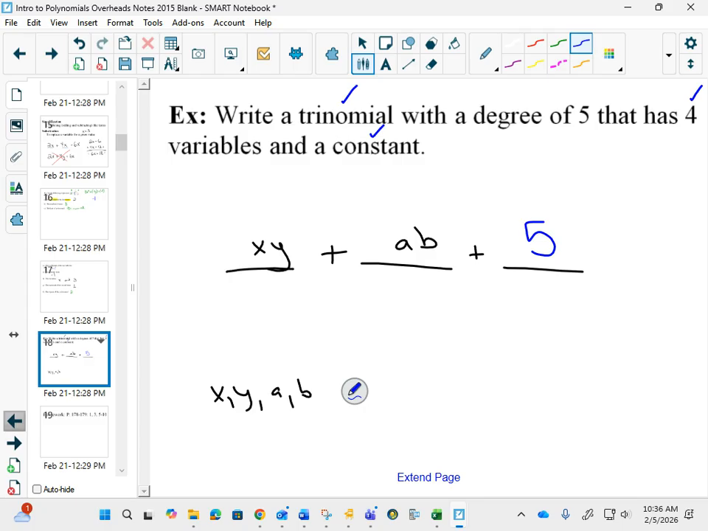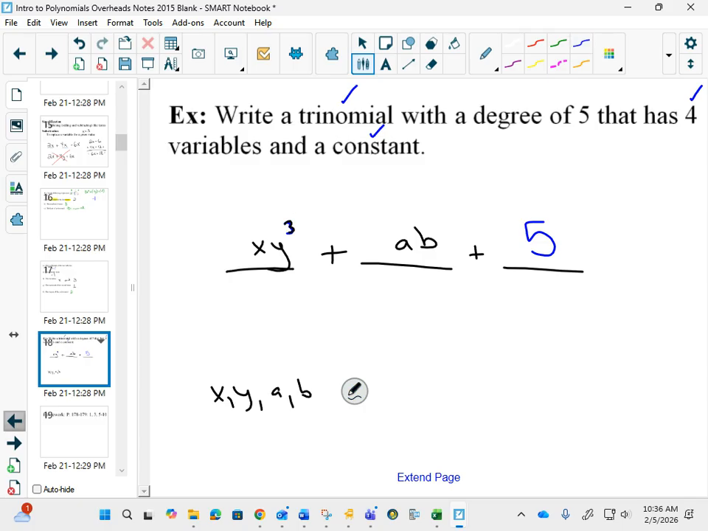What's the degree of this one? Add the exponents here, you get 2. Add the exponents there, you get 2. What's the biggest number? 2. It needs to be 5. What exponents should I add? 3. On which one? I can add an exponent of 3. Where? On the X, the Y, the A, or the B? Y. Okay. So I put an exponent of 3 on the Y.